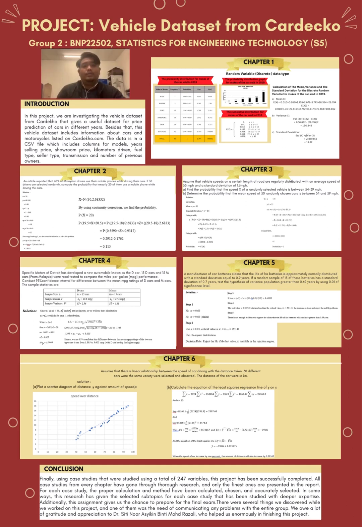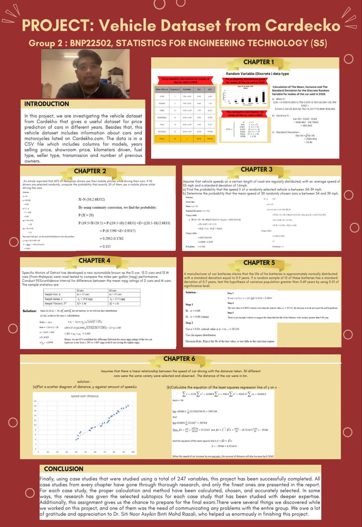Thank you. Assalamualaikum. My name is Adi Abu Bakar Muhammad Zaki. For chapter 3, sampling distribution, the question: assume that the vehicle speeds on certain lengths of road are normally distributed with an average speed of 35 mph and a standard deviation of 1.6 mph. For A, find the probability that the speed of a randomly selected vehicle is between 34 and 39 mph. For the second question, determine the probability that the mean speed of 30 randomly chosen cars is between 34 and 39 mph.